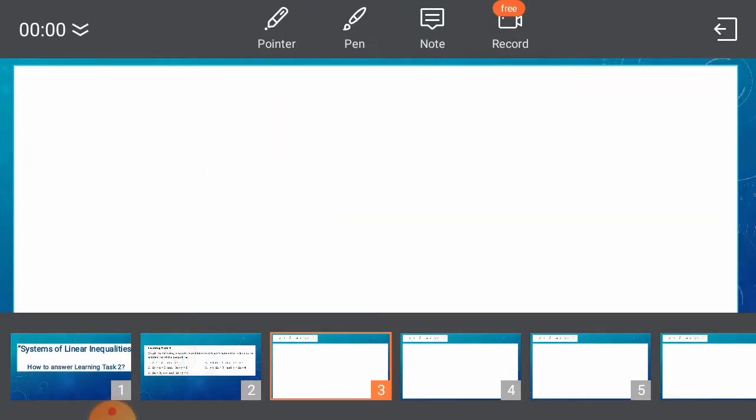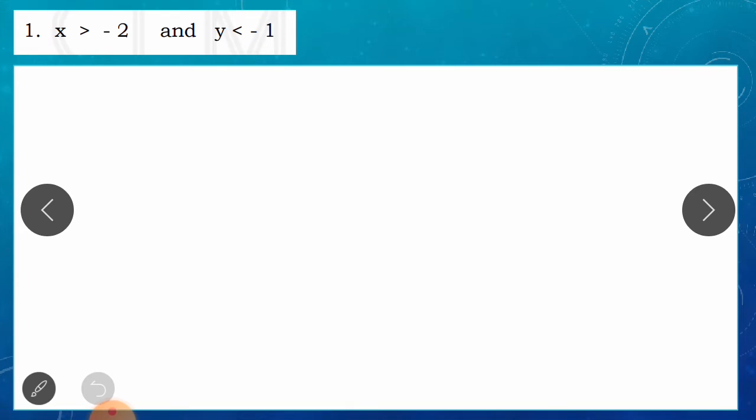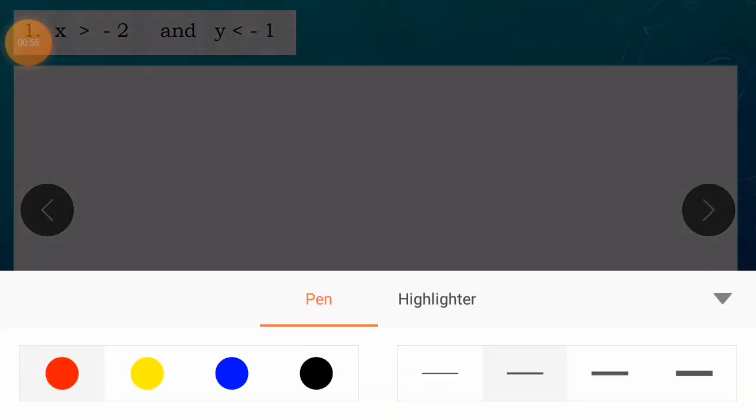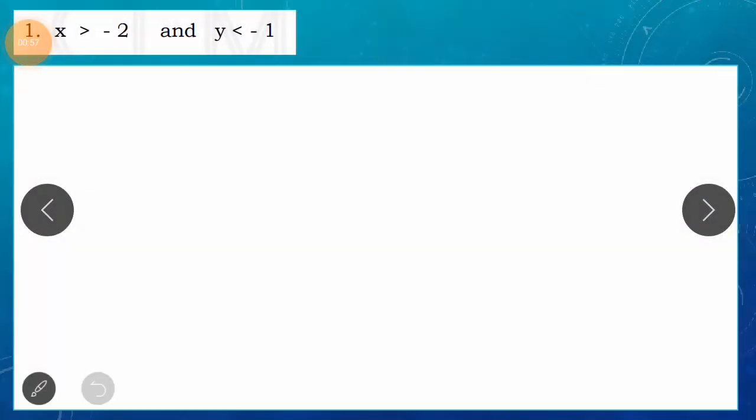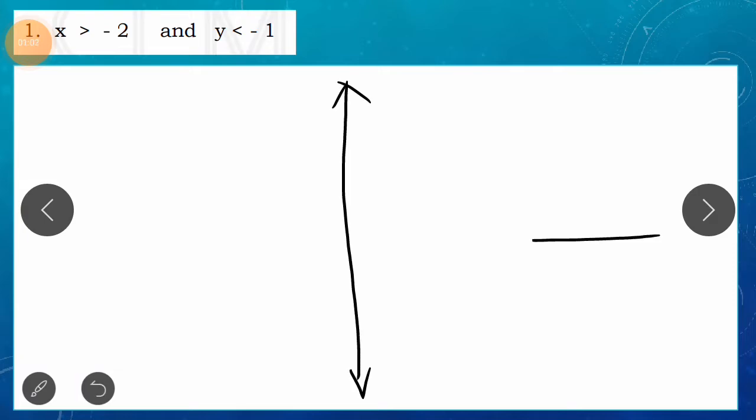Okay, so for number 1 we have x is greater than -2 and y is less than -1. So remember, we already have this kind of problem during the first week topic. Okay, so we can graph this directly. So let's draw first our Cartesian plane, the y-axis, the x-axis.